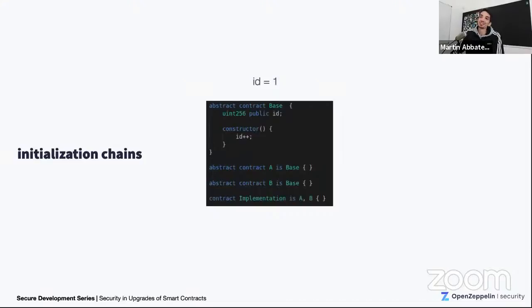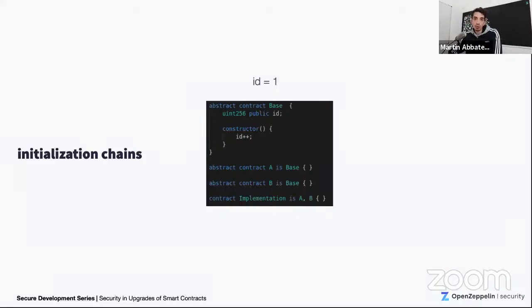And there is another thing to consider when we talk about multiple inheritance. I told you this is not going to be easy. Let's say you have this implementation contract that is inheriting from contracts A and B, and you see that A and B are both inheriting from the base contract, and the base contract has a constructor that increments this ID by 1, right? Whatever. This is not upgradable, and Solidity will take care of doing the right things for initialization. And you will see that at the end of the day, if you call this getter function, the ID is 1.